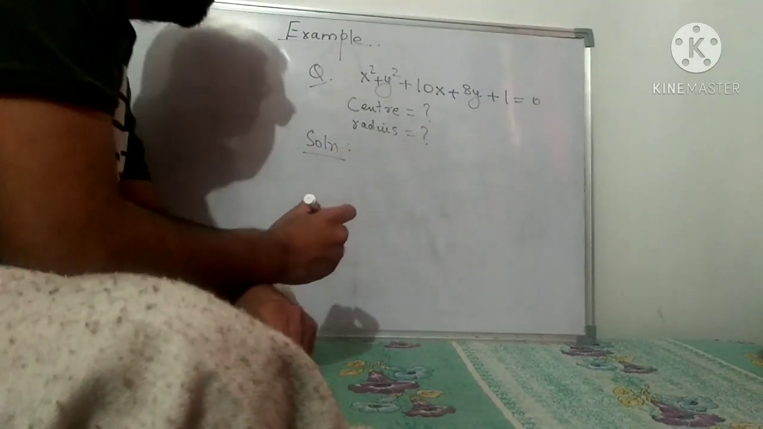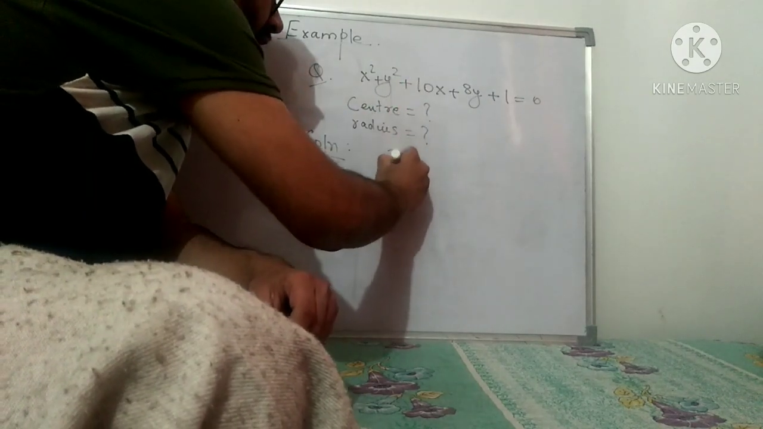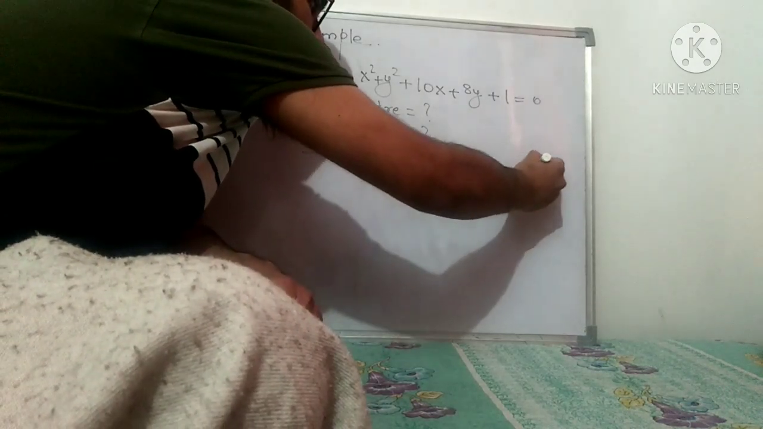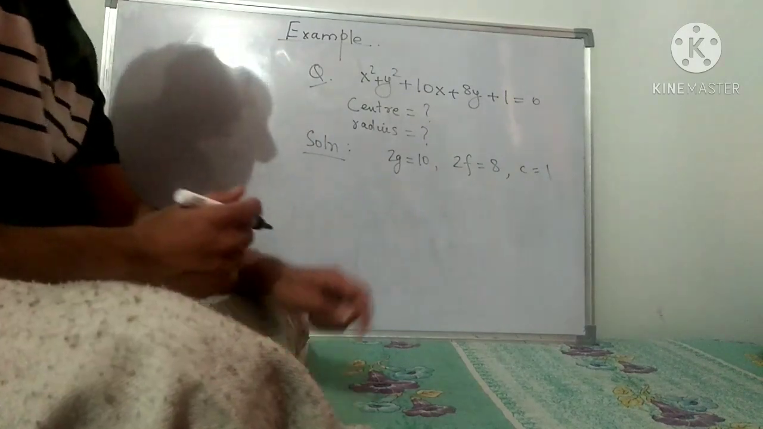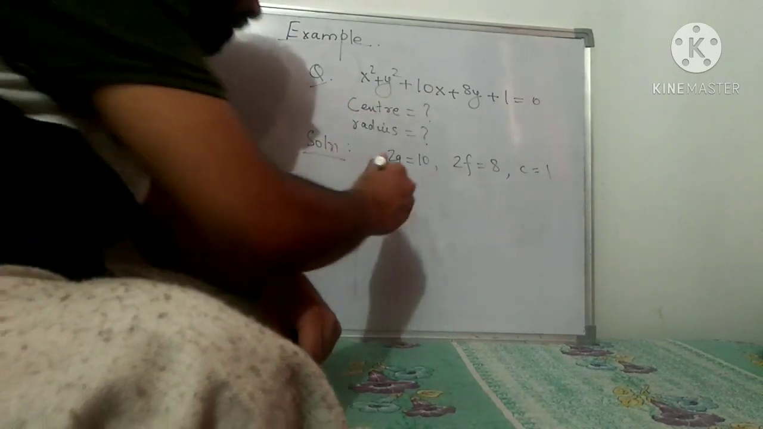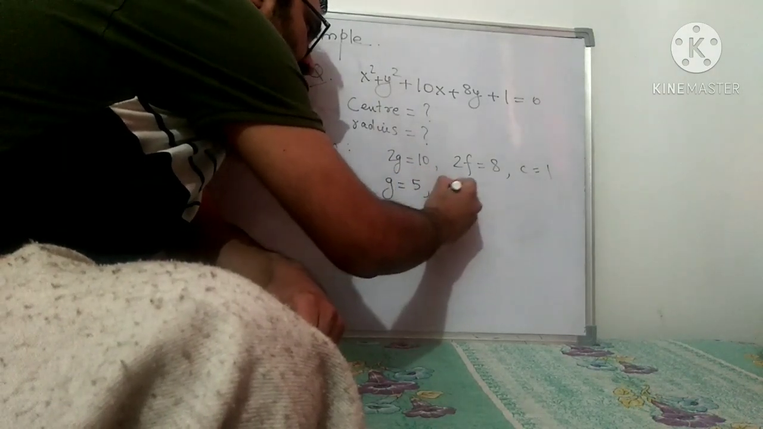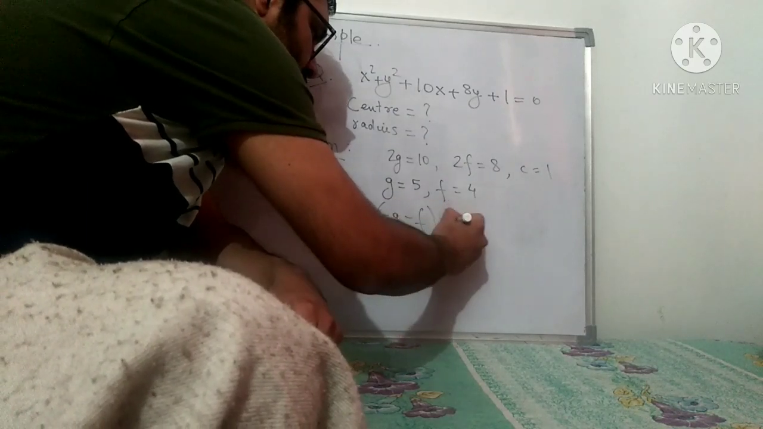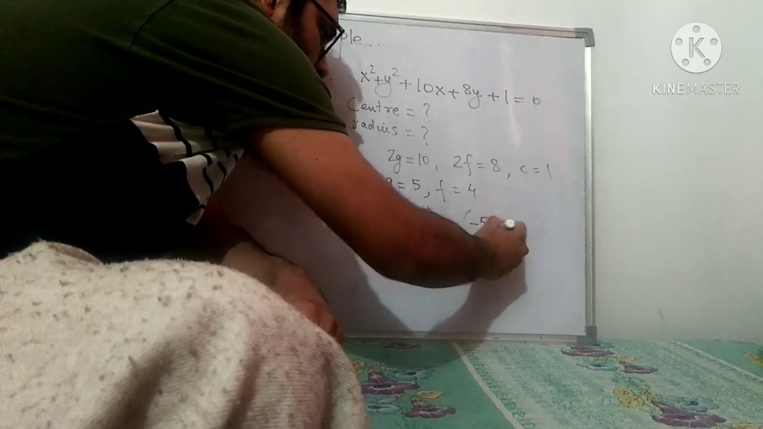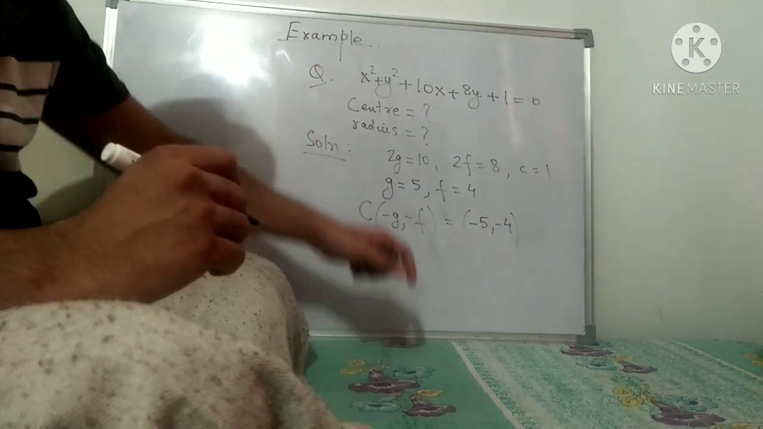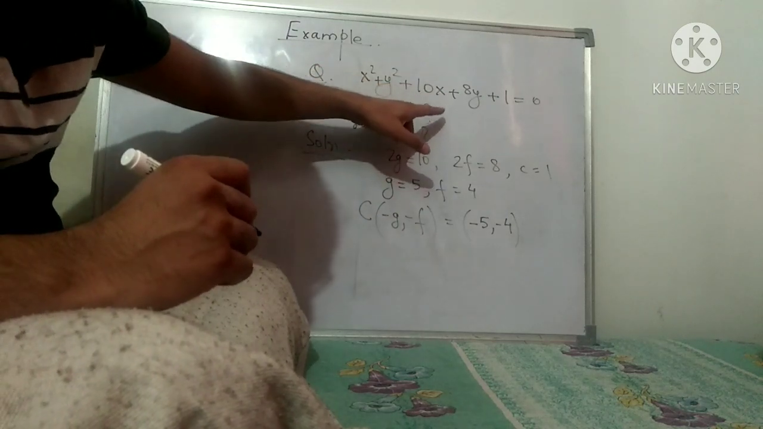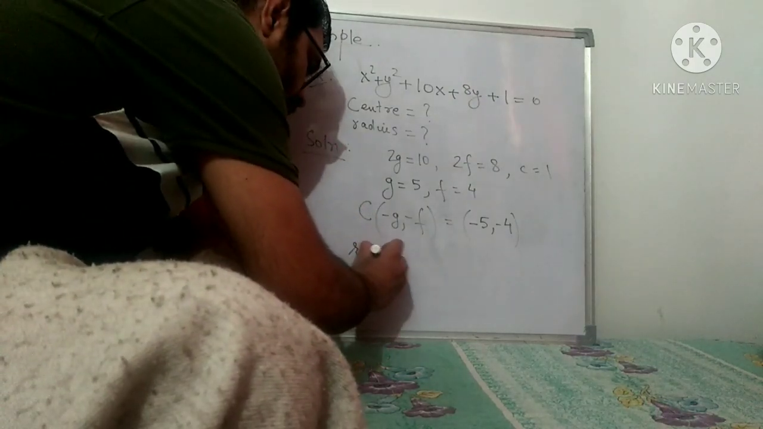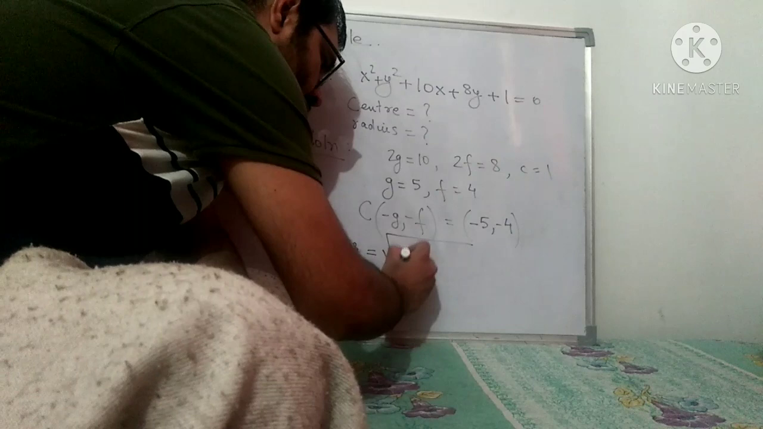If we compare this circle with the general form, the coefficient of x is 2g, which means 2g is equal to 10. The coefficient of y is 2f, which means 2f is equal to 8, and the constant term is 1, so c is equal to 1. So we get g is equal to 5 and f is equal to 4. We know the coordinates of the center of the circle is minus g comma minus f, so this will become minus 5 comma minus 4.